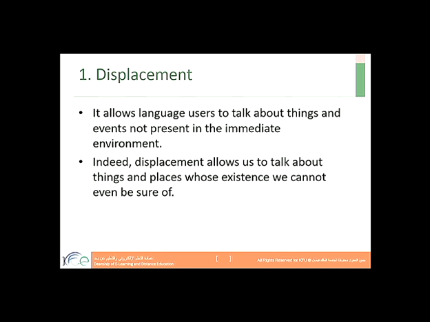Displacement allows language users to talk about things and events not present in the immediate environment. So human beings can talk about things or events which will happen in the future, or about issues that have already existed and happened in the past. Indeed, displacement allows us to talk about things and places whose existence we cannot even be sure of. So we can speculate. We, as human beings, can talk about events and issues that we are not sure of. And this is a feature of human language.